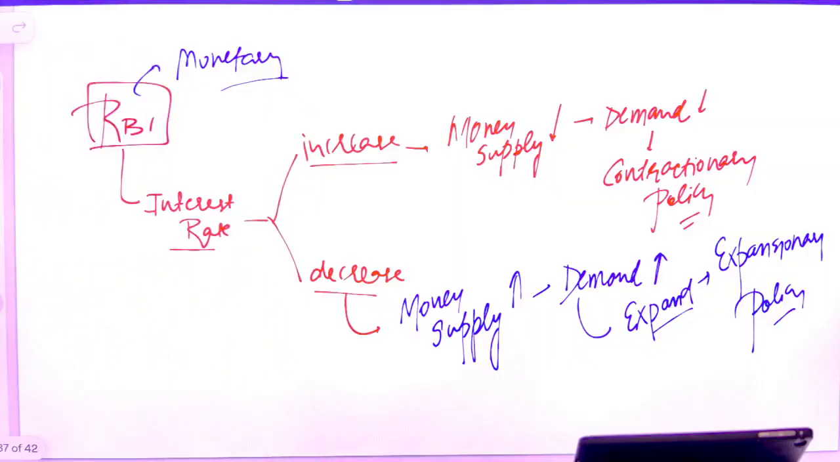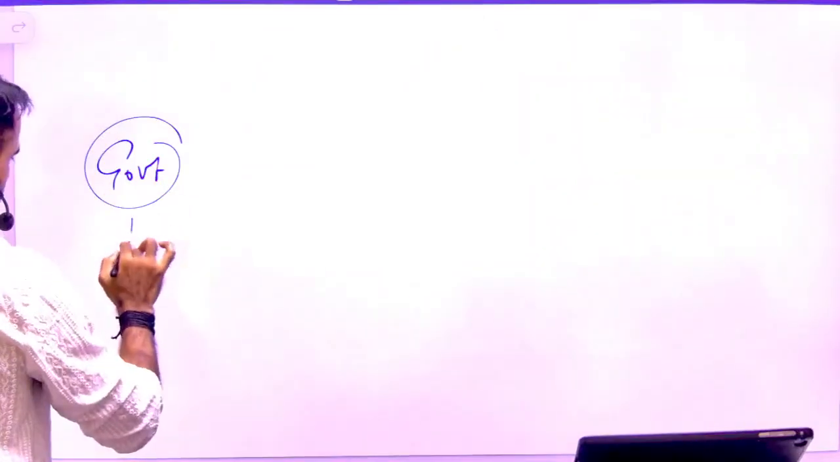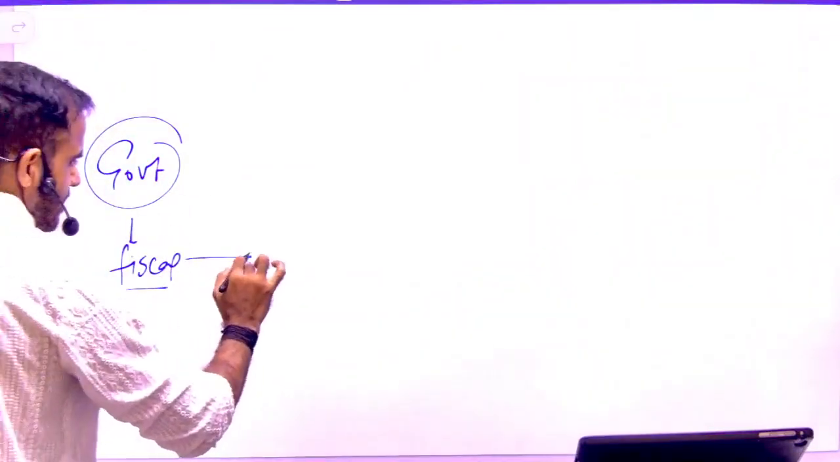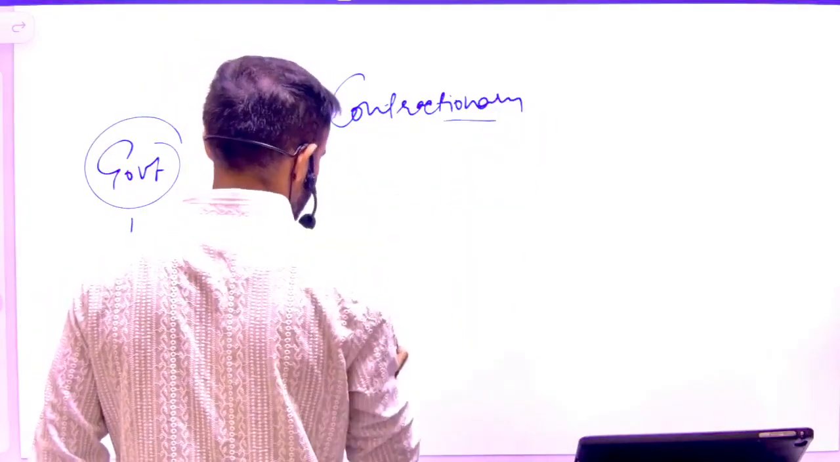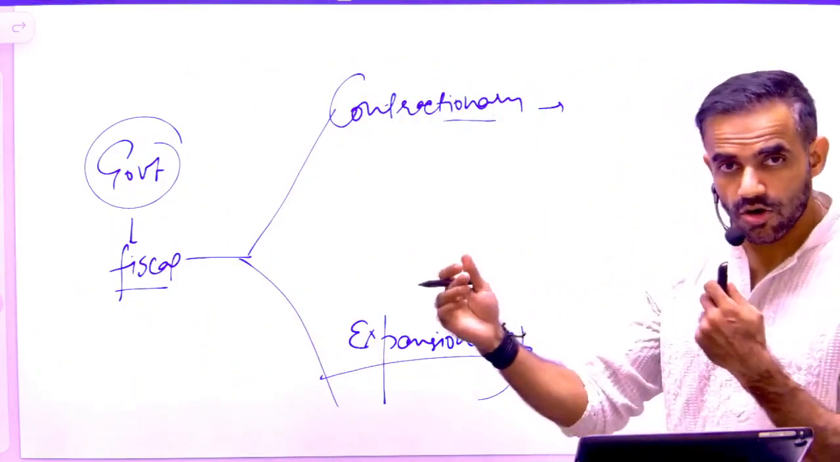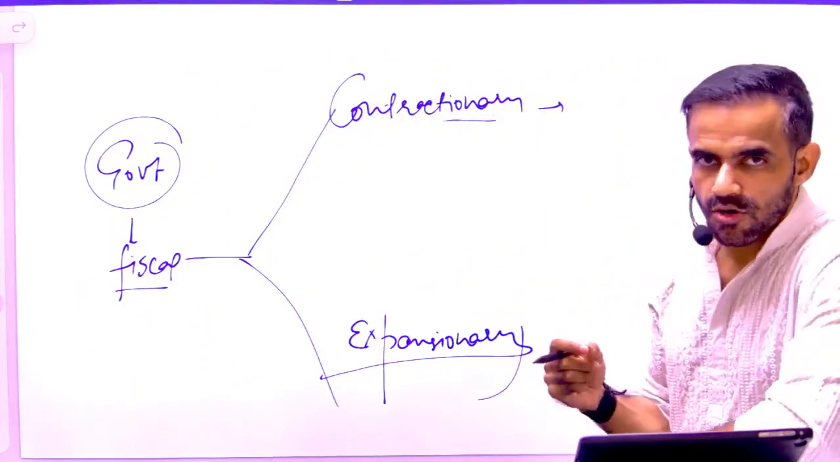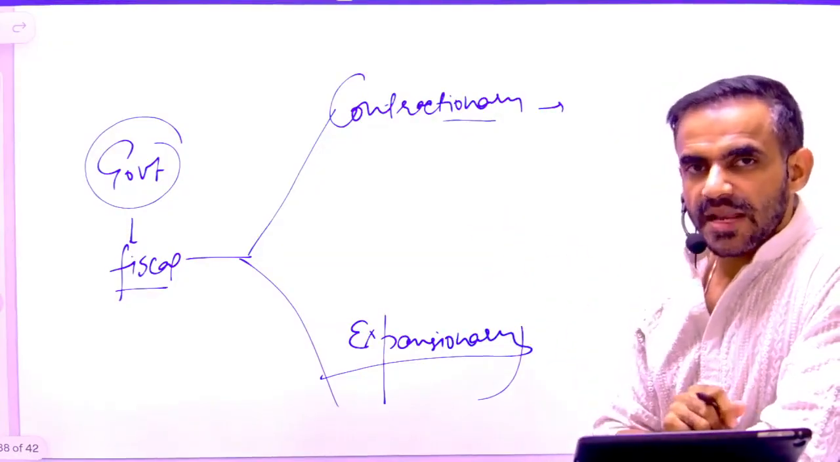Similarly, if the same thing is being done by the government, so we are going to refer to them as expansionary monetary policy and contractionary monetary policy. But if a similar thing is being done by the government, that is referred to as fiscal policy. So the fiscal policy can be contractionary or expansionary. How is it going to be contractionary? Contractionary basically means the economy will contract. In which case will the economy contract? When the money supply will be less.